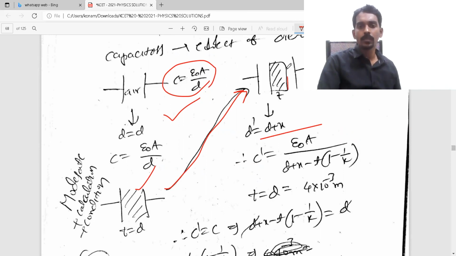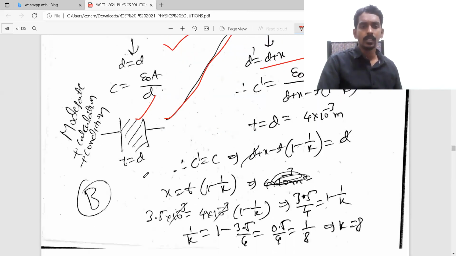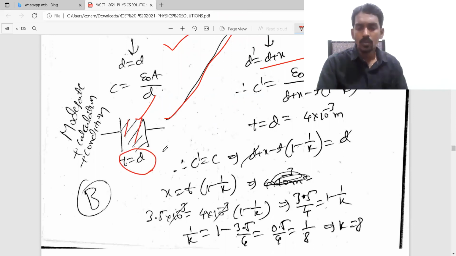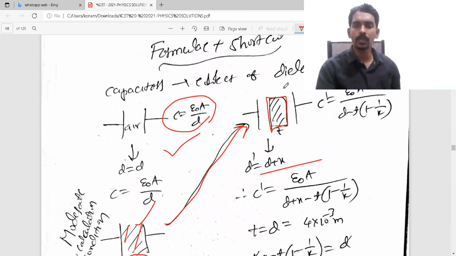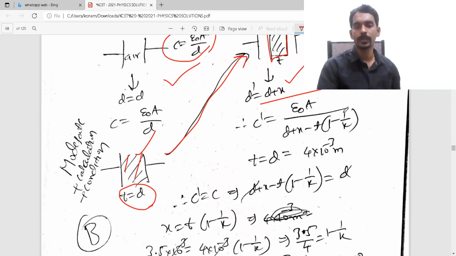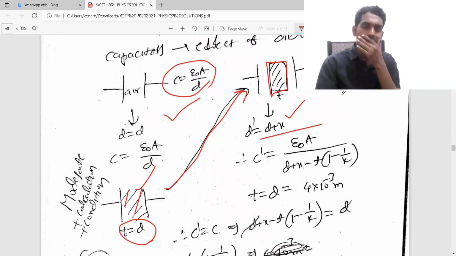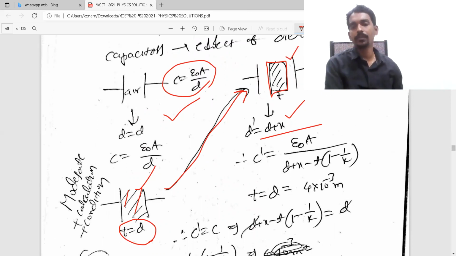And you introduced some dielectric whose width is T, where T equal to how much? D. Because the initial separation is D and you have introduced the dielectric fully. So T equal to D. Now you take these plates and separate them, so that the new separation becomes D plus X, such that the situation becomes partially filling. So partially filling case means what will C dash become? This is also again a formula.